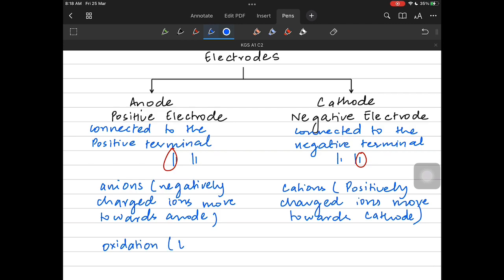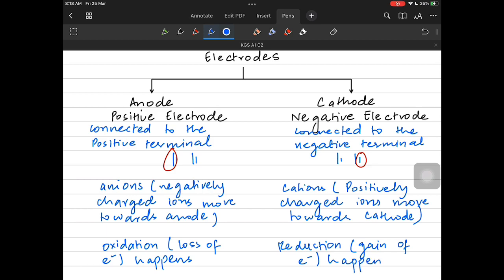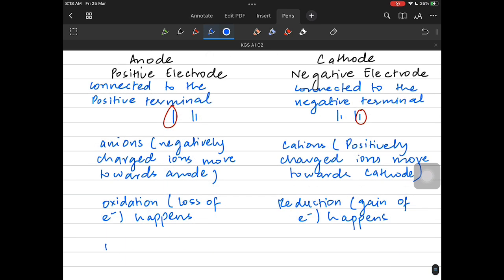When the anions go to the anode, oxidation occurs at the anode. So anions are already negatively charged, they lose electrons, while cations are positively charged and reduction happens at the cathode. So reduction happens for the cations at the cathode.